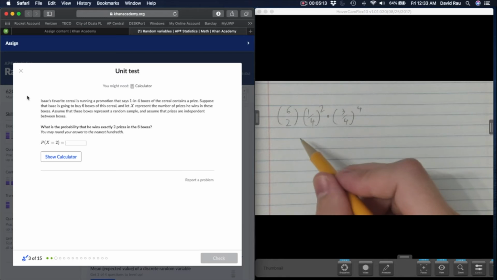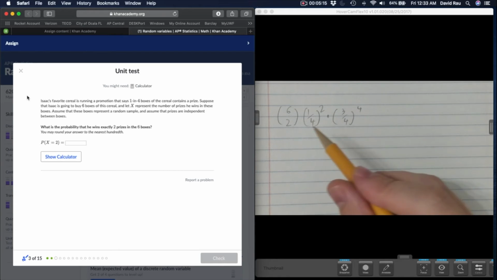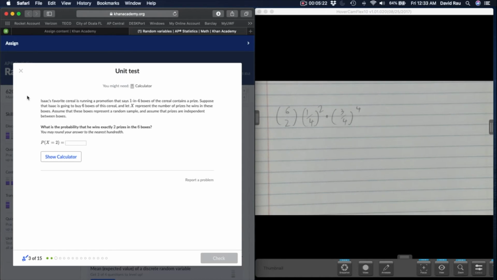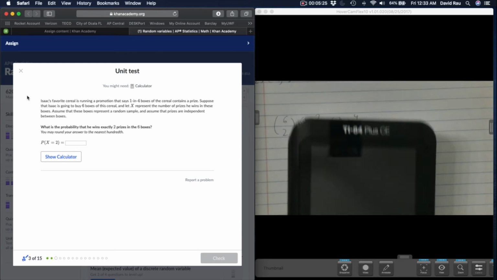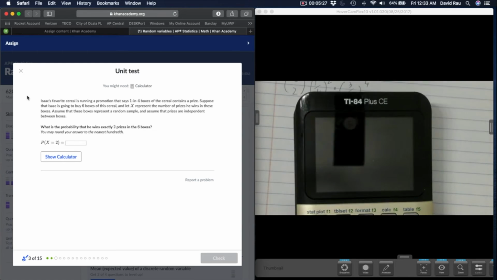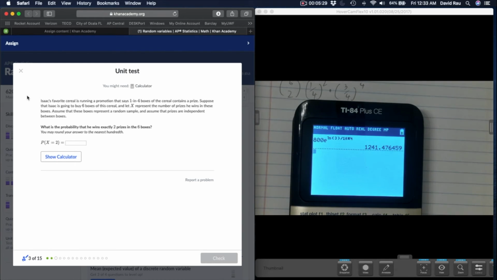Again, the idea is he could win the first time and the second time and not win the last 4, or he could win the first time, not win the second time, win the third time, and you can kind of see that the options start to get kind of complicated. Now, how do we figure this out exactly? I'm going to use my calculator here.